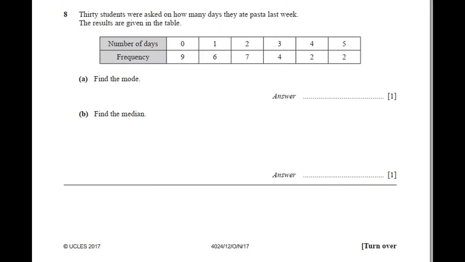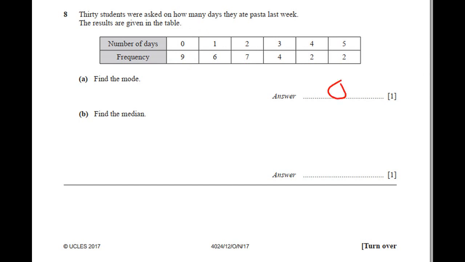Question number 8. 30 students were asked on how many days they ate pasta last week. The results are given in the table. Find the mode. Mode is the most occurring number. So maximum frequency is 9. That means 0 is occurring 9 times. So the mode is simply 0. So answer for part 1 is 0.